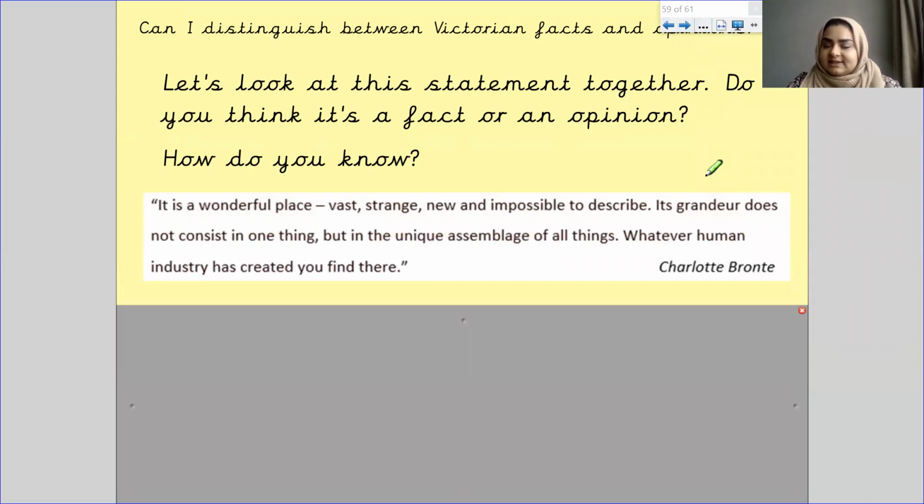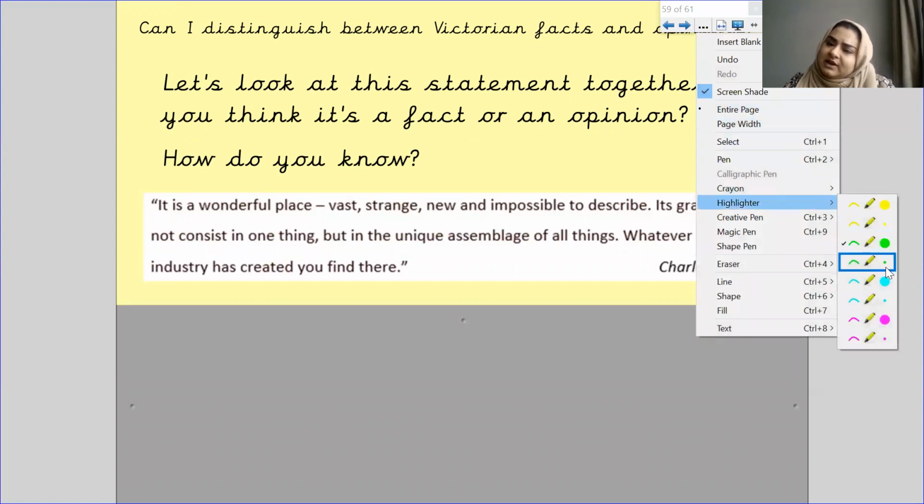Now, let's look at this and decide what it is. It's a piece of writing from Charlotte Bronte, and we looked at her piece of writing on, I think it was wider curriculum lesson 1. It is a wonderful place, vast, strange, new, and impossible to describe. Its grandeur does not consist in one thing, but in the unique assemblage of all things. Whatever human industry has created, you find there. Do you think that's a fact or an opinion?